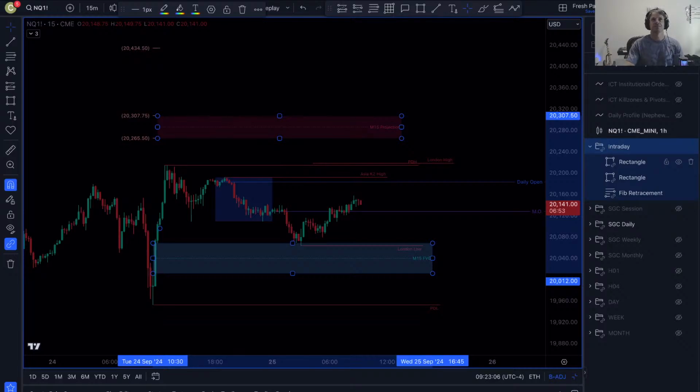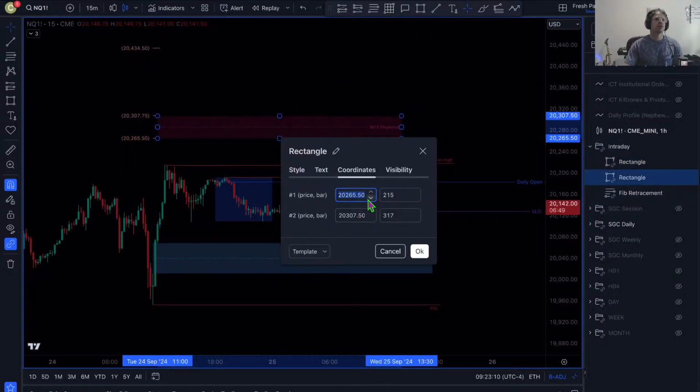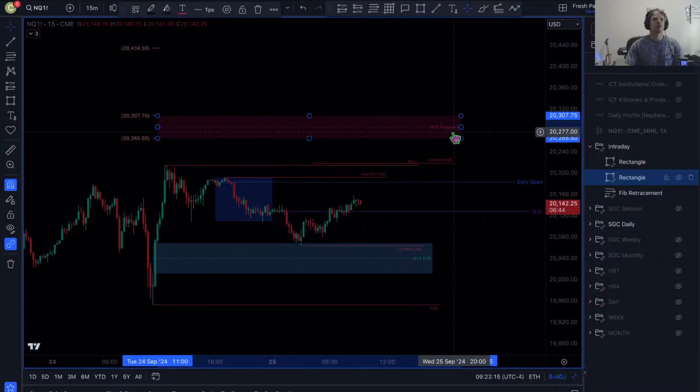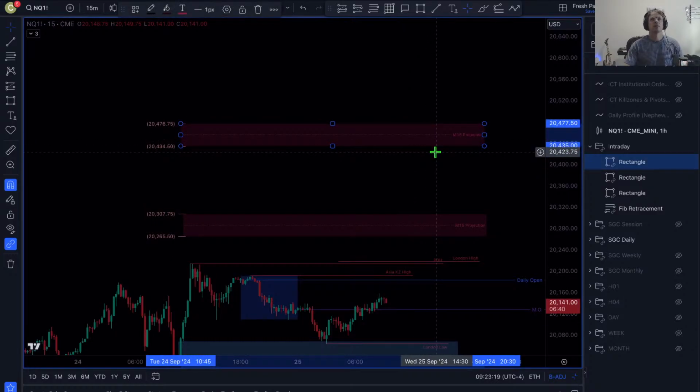Let's see, intraday. Let's make sure this is right. 206.50, 307.7. So that would be the first projection on that 15. And we've got the next one up here, which is 3450 and 675.